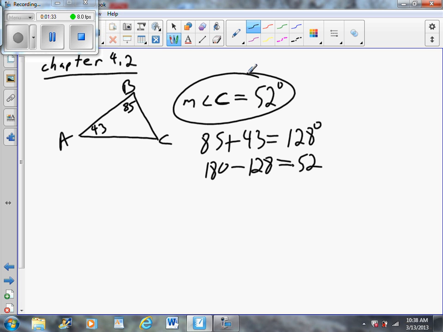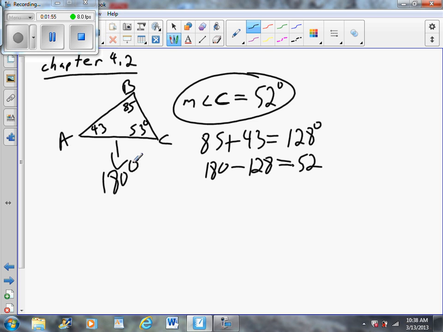Now, once you do something like this, let me encourage you, because it's easy to make a careless mistake with some of these triangles. When you get that, for example, angle C here, what you should do is add all three up and make sure that they equal 180 degrees, okay?